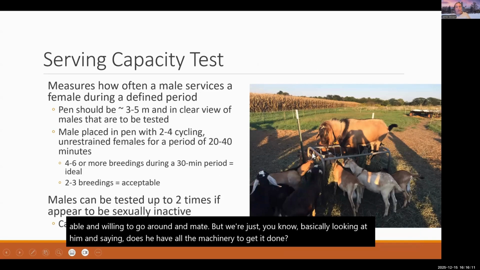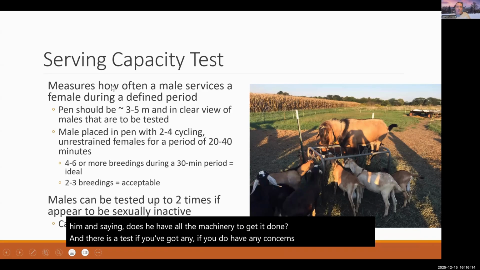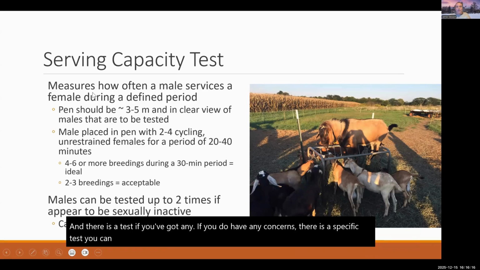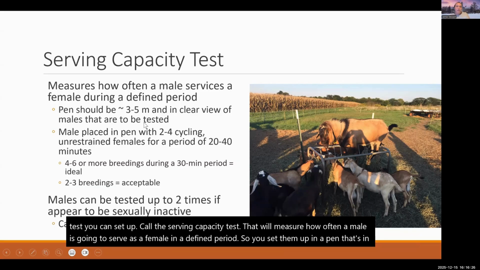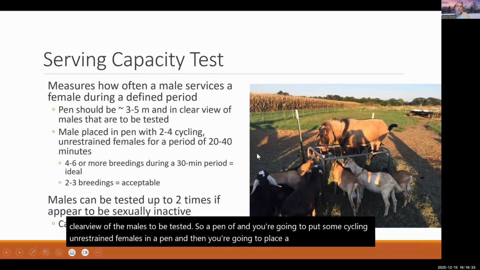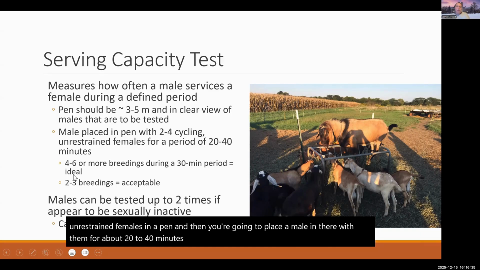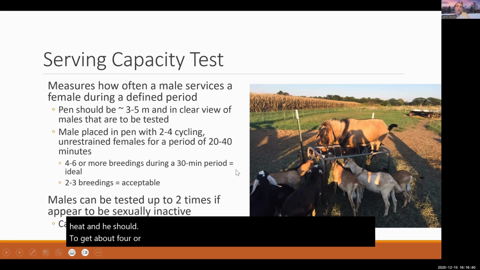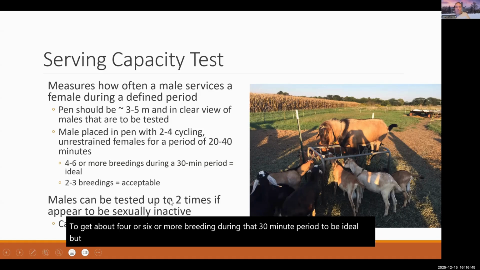And if you do have any concerns, there is a specific test you can set up called the serving capacity test that will measure how often a male is going to service a female in a defined period. You set them up in a pen that's in clear view of the males to be tested. You put some cycling unrestrained females in a pen, and then you place a male in there with them for about 20 to 40 minutes. She should be in heat, and he should try to get about 4 to 6 or more breedings during that 30-minute period to be ideal, but even 2 to 3 is going to be acceptable.